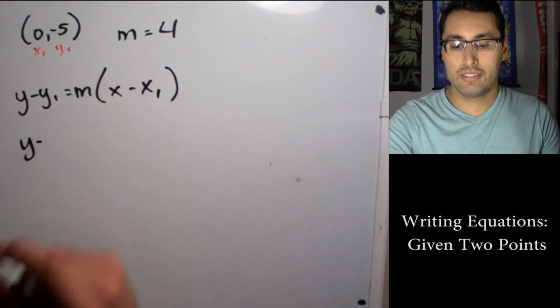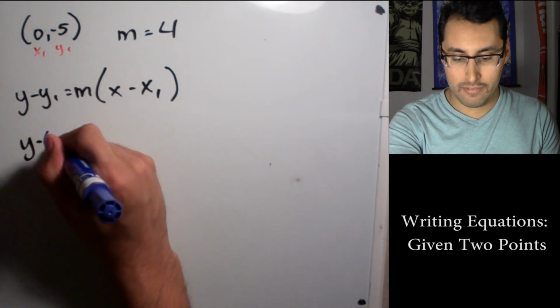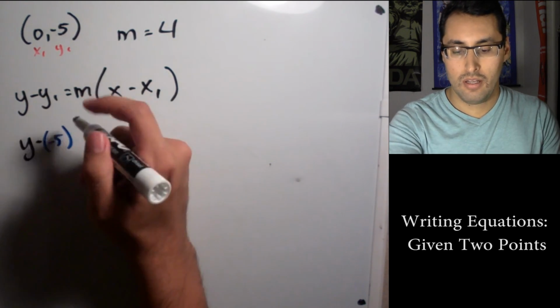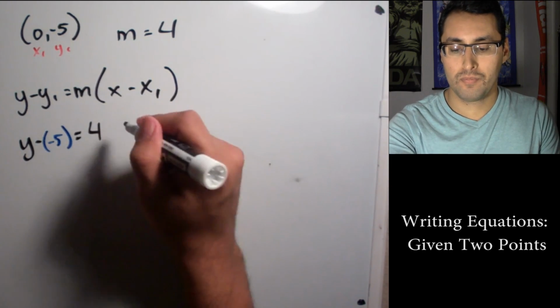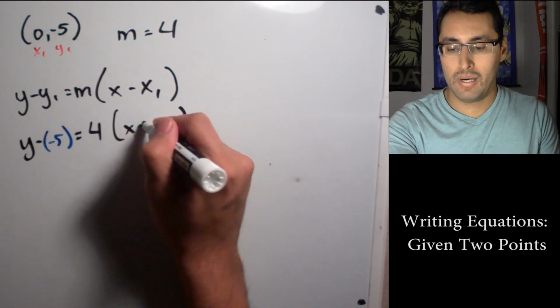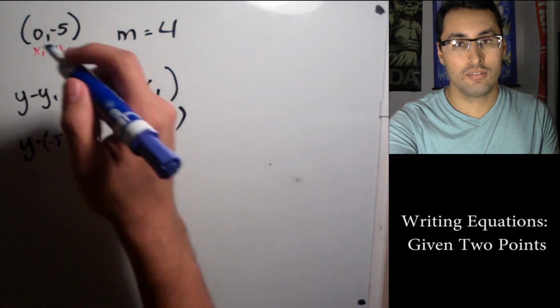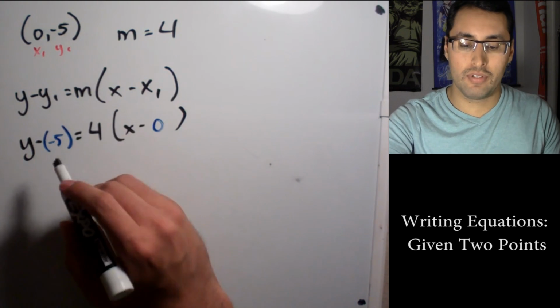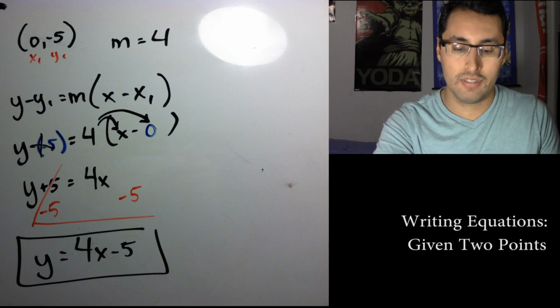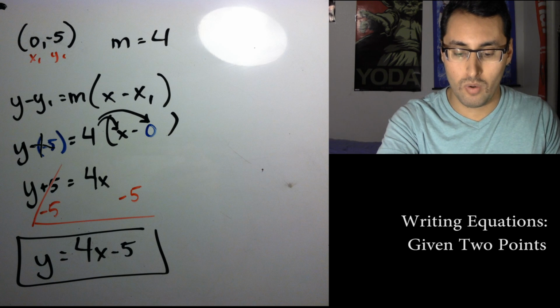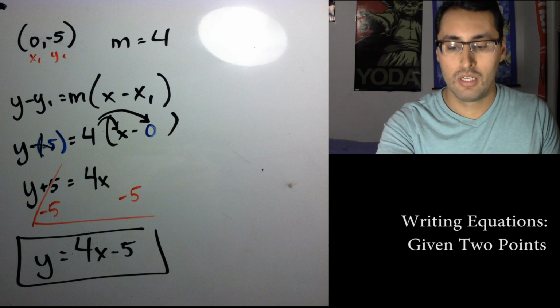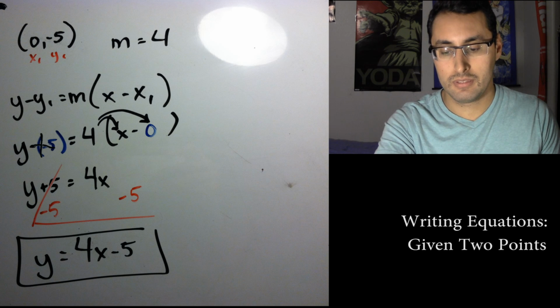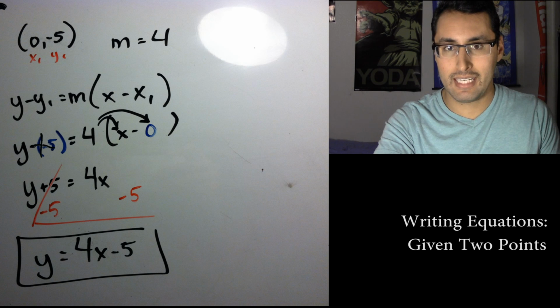So y minus y1 is a negative 5. Okay, our slope was positive 4. And x minus, well, x1 is 0, right? That's why I chose that, because 0 helps me here. So what we do is we're gonna simplify here. So y minus a negative 5, minus minus is a plus, so put y plus 5 equal to, on the right hand side we use the distributive property. So 4 times x is 4x, and 4 times a negative 0, well, anything times 0 is 0.